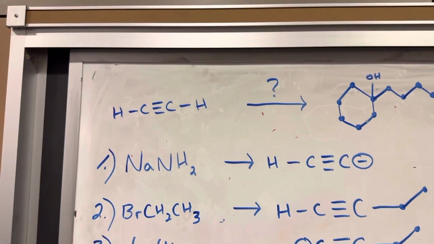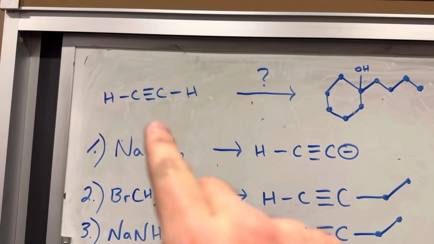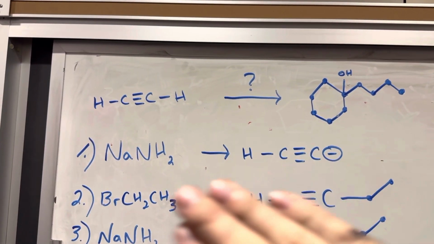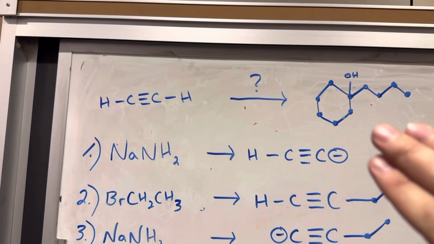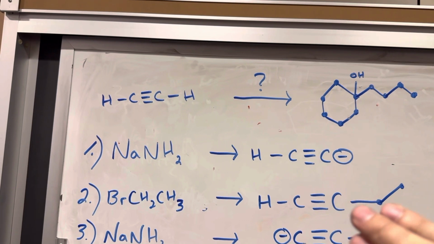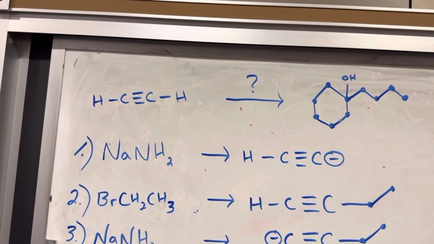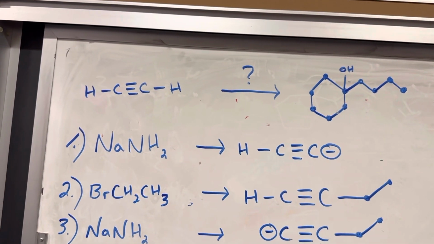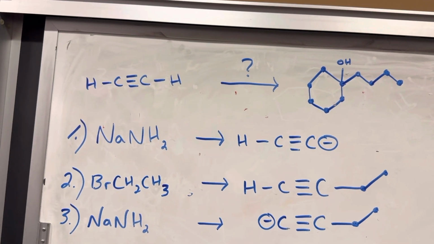Well, we know, for one, we are breaking our alkyne completely. This is an alkane on the right. We're breaking all of our pi bonds. We're adding an alcohol, and we're certainly adding a bunch of carbons. Those are the three things that we need to look for here as we're looking for reagents for this.